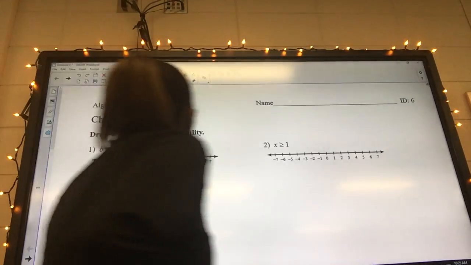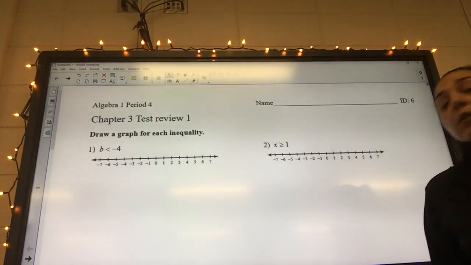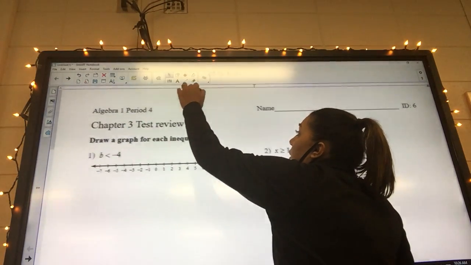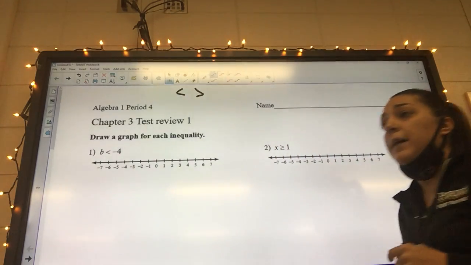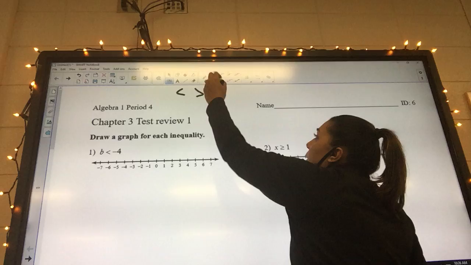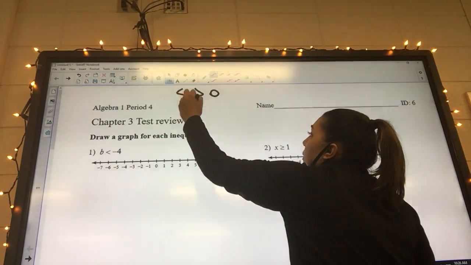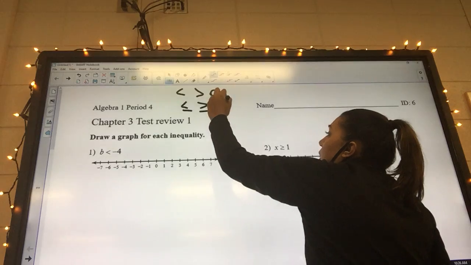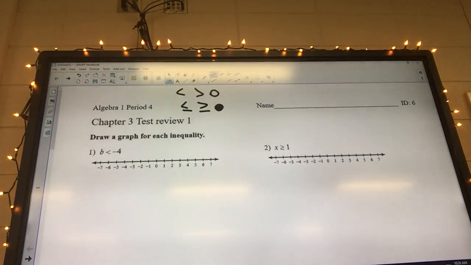Okay, and you guys can use these on your quiz, so definitely make sure you take adequate notes today. So, should that be an open dot or a closed dot? Open. Open, and this one should be closed. Okay, so if you don't know anything else, you have to know that in order to be able to do these problems. Most definitely, you have to know.